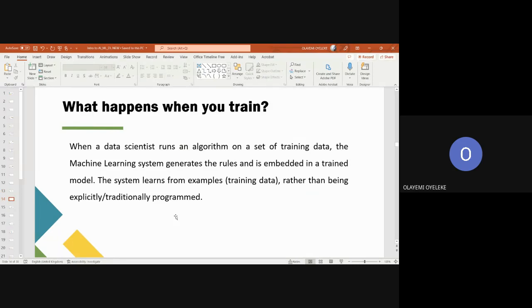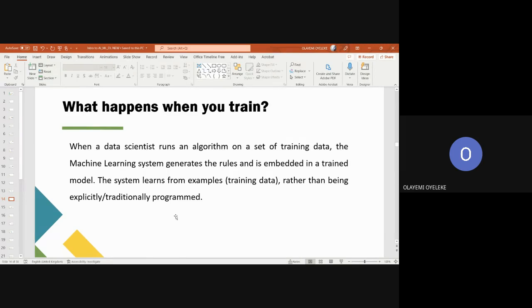So what happens when you train? When a data scientist runs an algorithm on a set of training data, the machine learning system generates rules that are embedded in a trained model. How the learning is done is that when you pass your data through a machine learning algorithm, the algorithm generates rules after seeing that data and embeds those rules as a trained model. The system learns from examples, that is the training data, rather than being traditionally programmed.